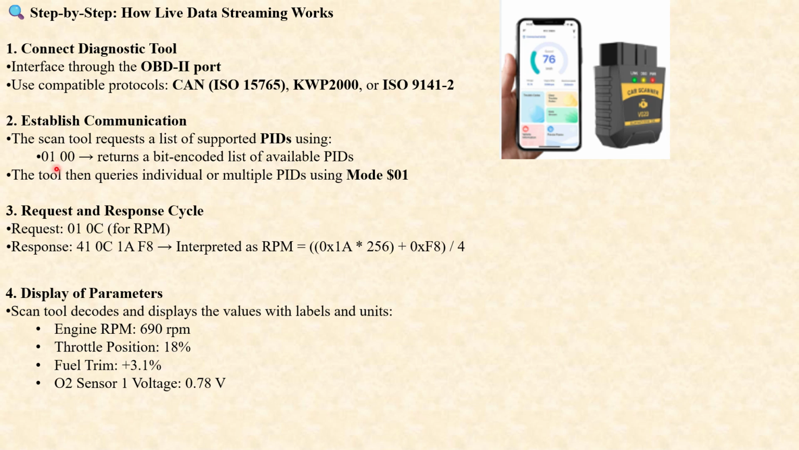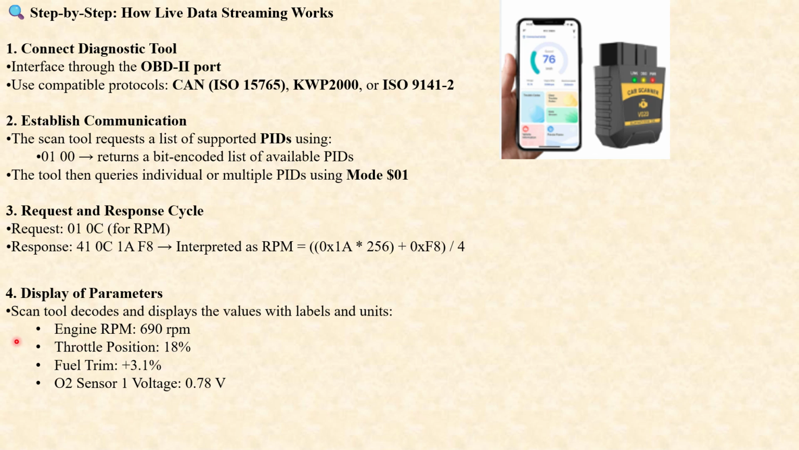Next, establish communication. The scan tool requests the list of supported PIDs using 0100, and this returns a bit-encoded list of available PIDs. So whatever PIDs are available in the ECU, they are immediately returned. The tool then queries individual or multiple PIDs using mode $01, and I already explained to you what is meant by mode $01. Next is the request and response cycle. Request 010C for RPM. Response is 410C 1A F8, interpreted as RPM.